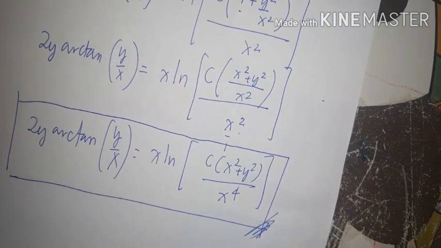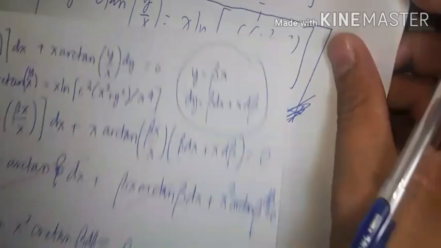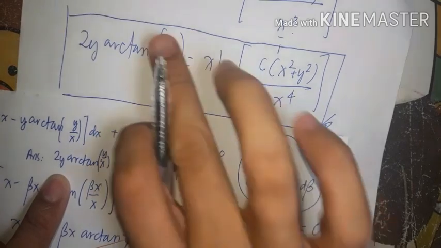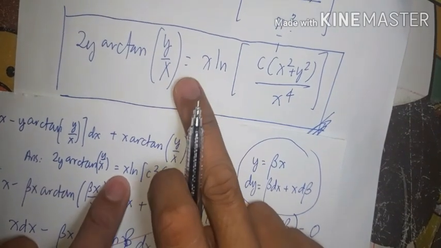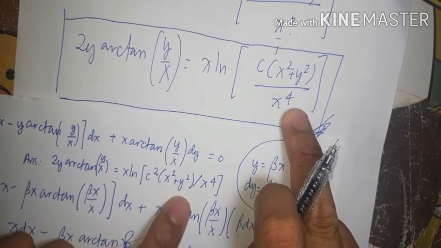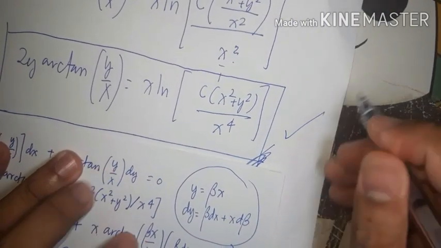So, let us try to check. Sabi dun sa libro, ang sagot daw is 2y arctangent y over x is equal to x ln of c x squared plus y squared all over x to the 4th. So, that will be our answer.